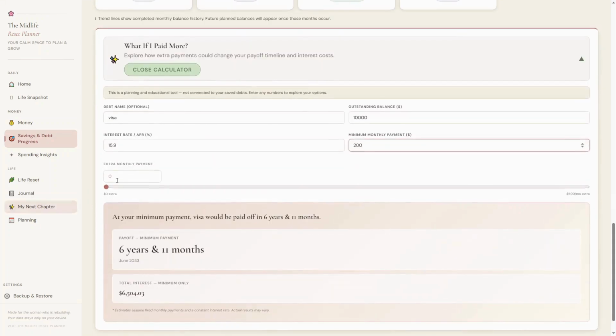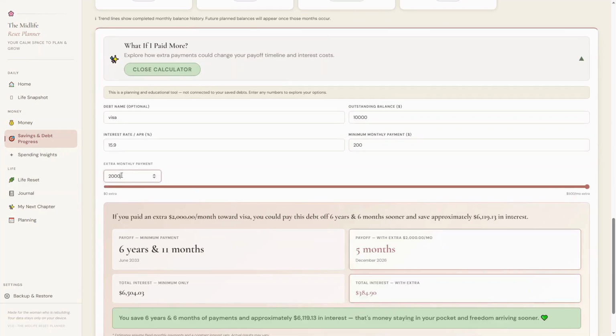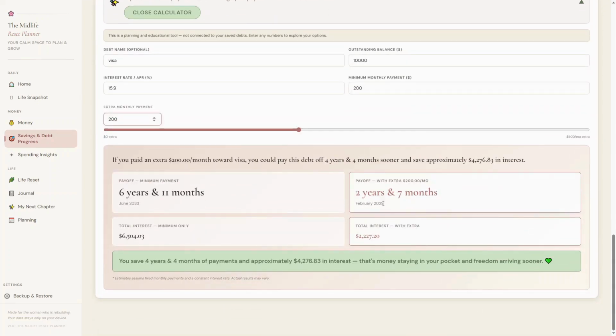Simply choose one of your revolving debt accounts, then enter an additional amount you'd like to pay each month. As you adjust the extra payment, the calculator estimates how much sooner you could pay off that debt and how much interest you could potentially save. Even small increases can make a meaningful difference over time.